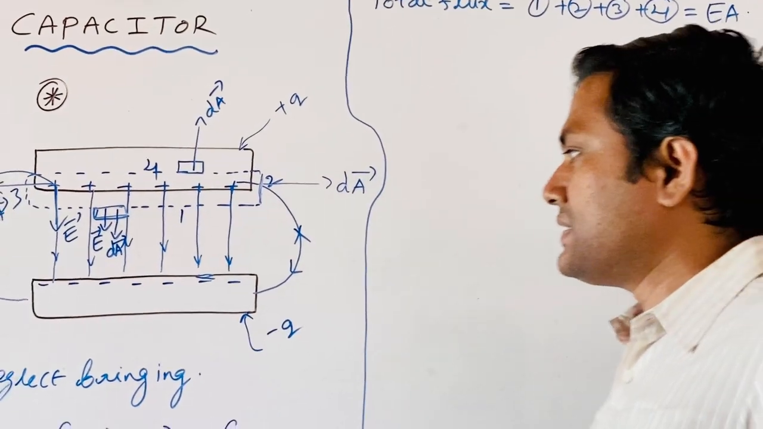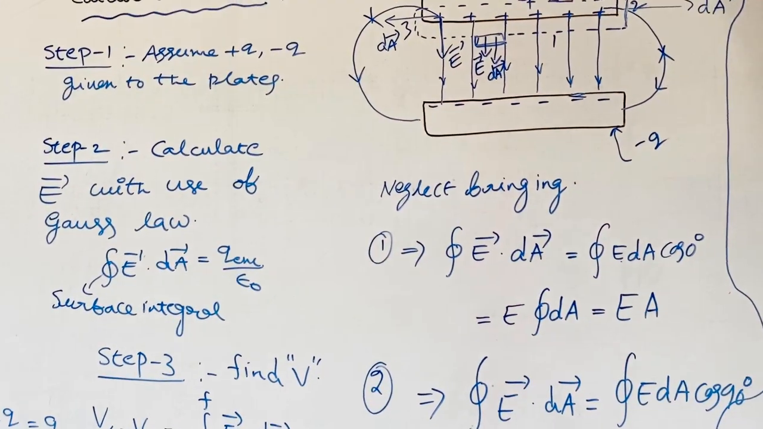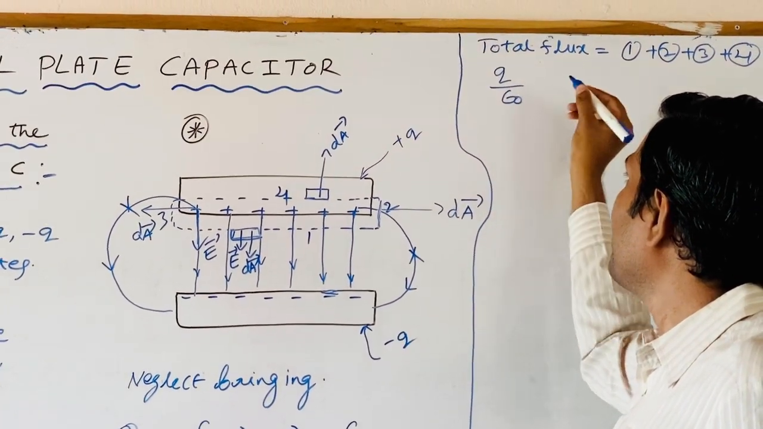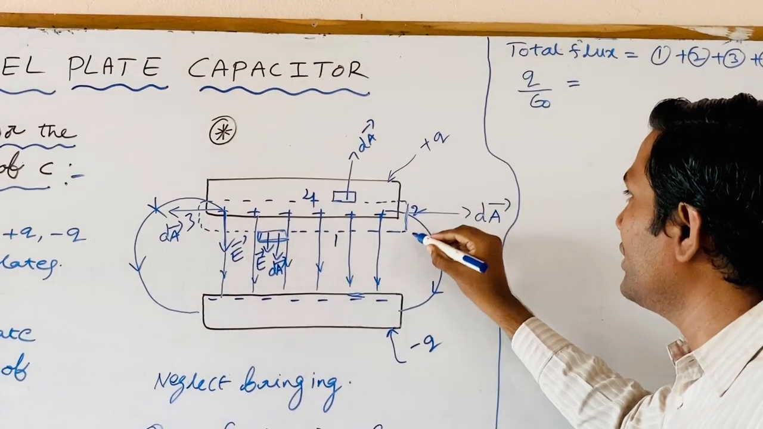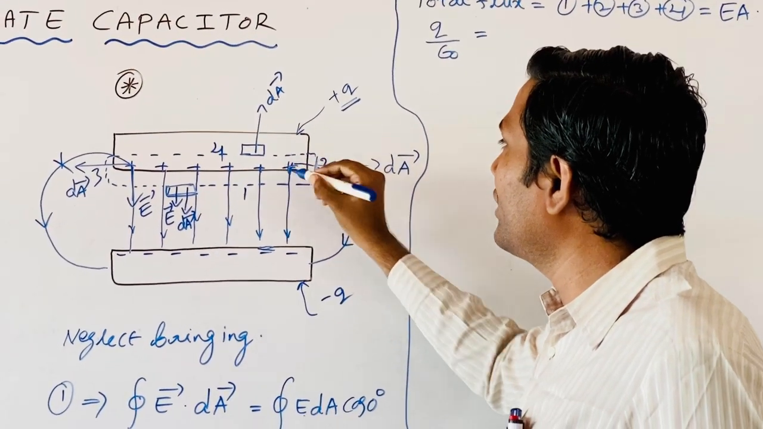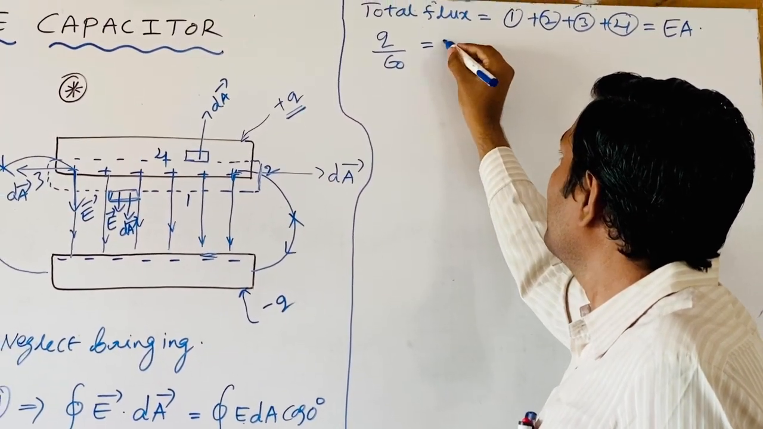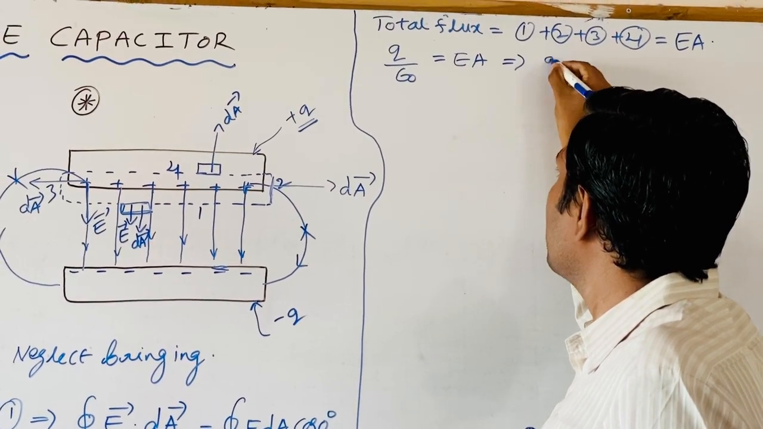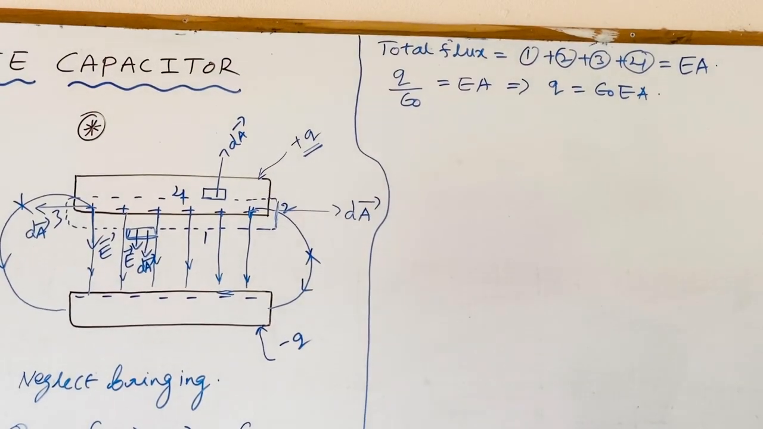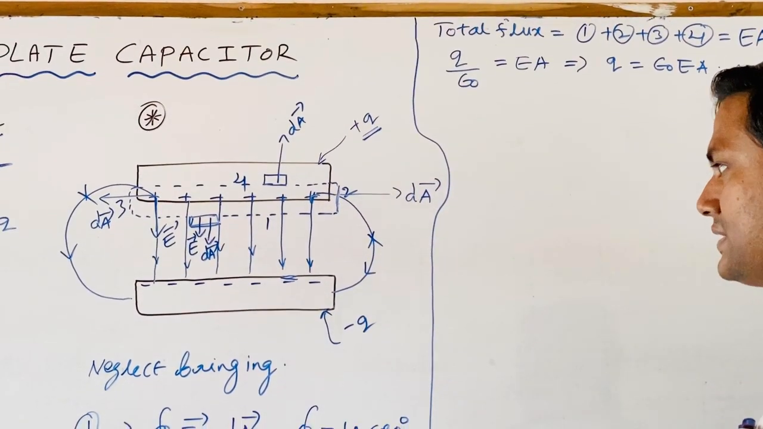Now, according to Gauss's law, what is the statement? Total flux is equal to Q enclosed by epsilon naught. So this total flux must be equal to Q by epsilon naught, where the enclosed charge here is Q only. What is the charge given here? Here it is given as plus Q, and that plus Q is totally located here only. That's why the total charge here is plus Q. That plus Q by epsilon naught is equal to EA. Now, what is Q here? Q is equal to epsilon naught E into A. This is the charge lying on the inner surface of this conductor plate. Okay, this is step 2.